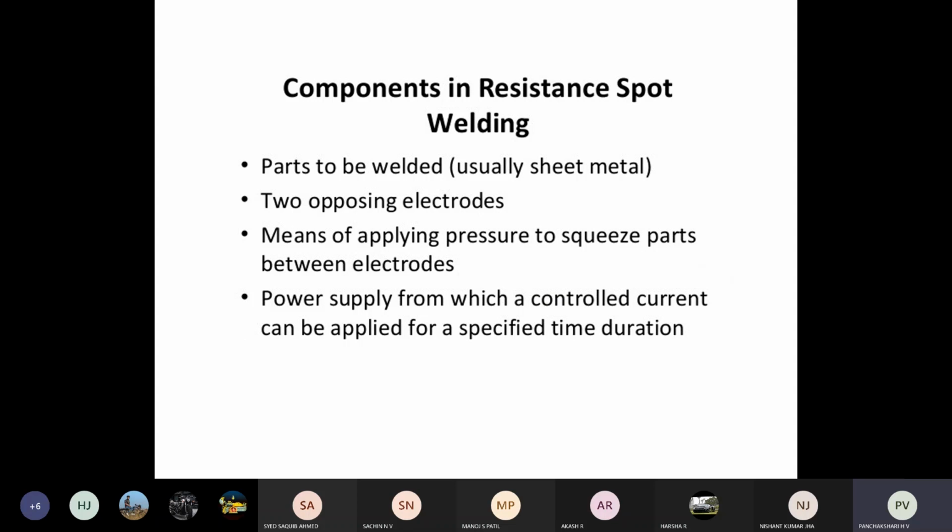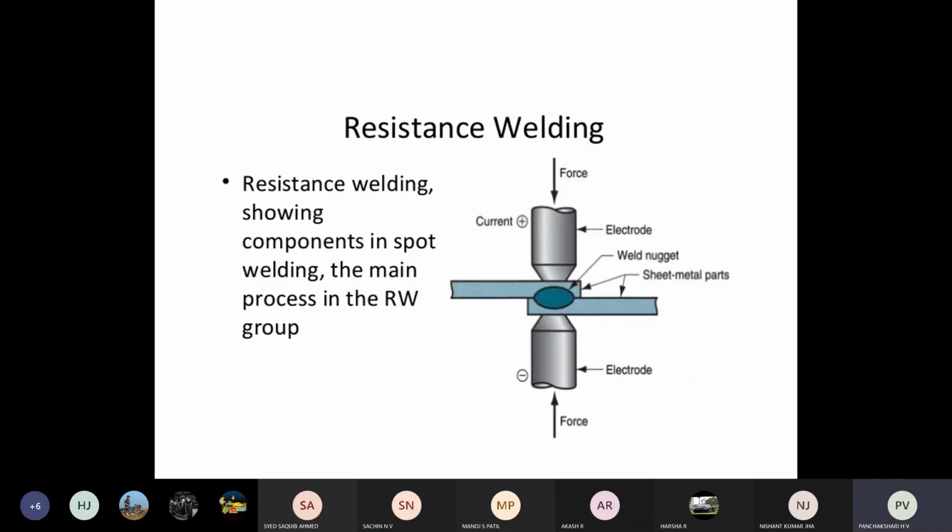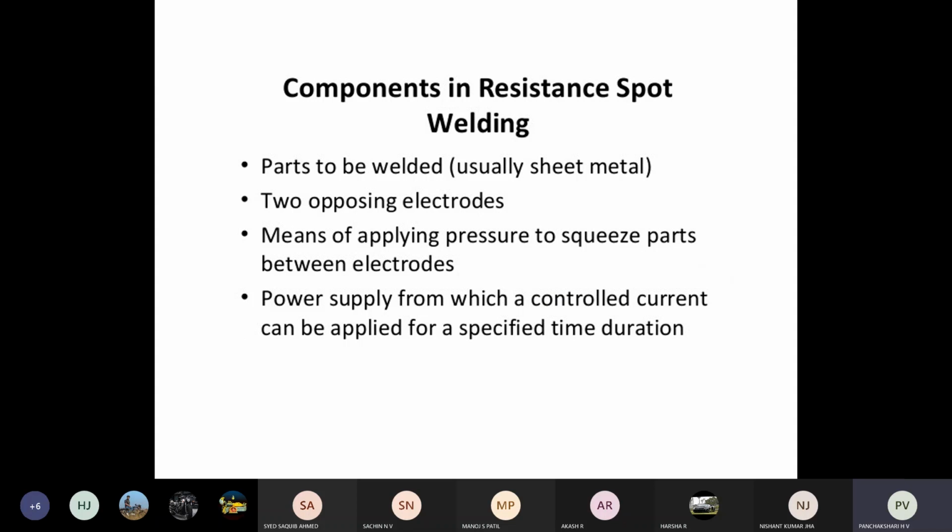Explain. So now, let us see what the different components of resistance welding or spot welding are. There are many different types of resistance welding. What are those? Spot welding, seam welding, and one more. Like that, different types of electrical resistance welding are there. Now we will see all those one by one.